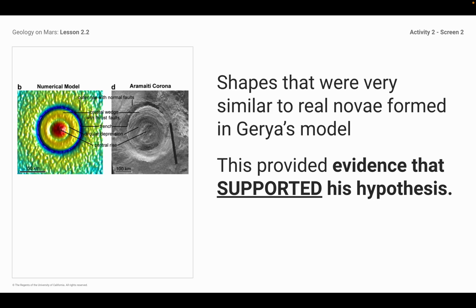Now, if that model did not show anything and it didn't look anything like what was on Venus, then obviously he couldn't use that to support his hypothesis. It actually refuted or argued against his hypothesis. So the bottom line is models are really, really useful for us when we're trying to answer an investigation question.